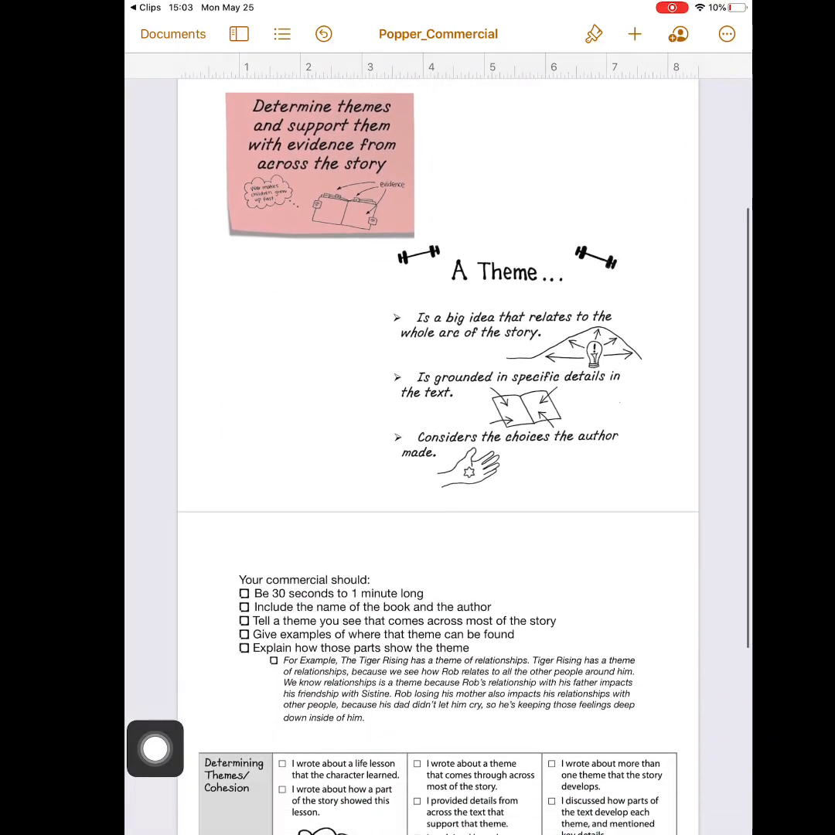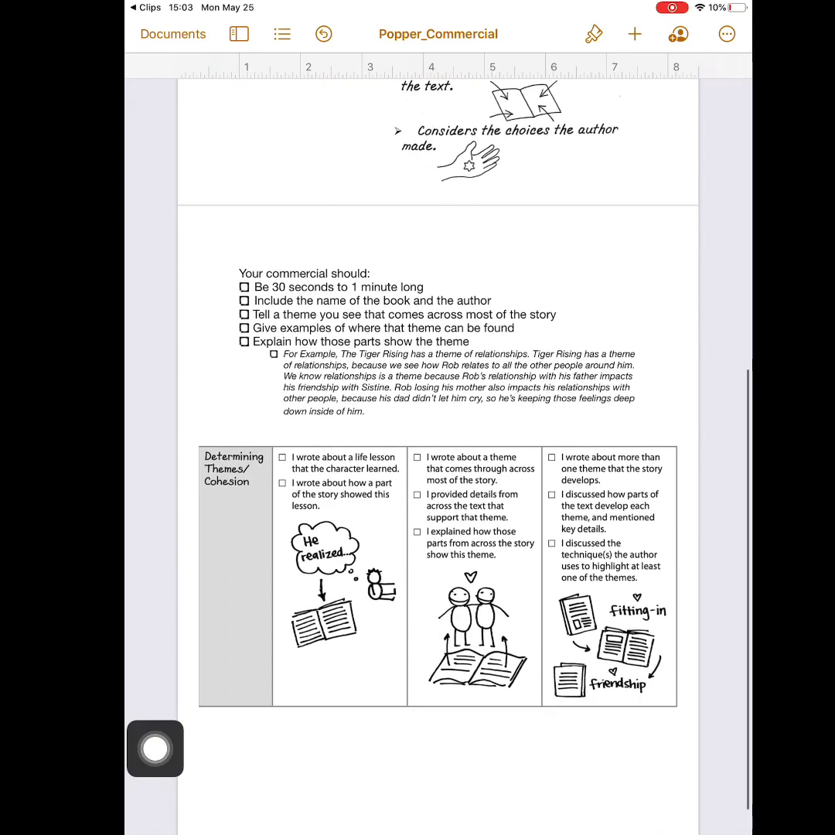Here is an anchor chart to help you think that through, and down here, again, that anchor chart to help you think about what is the best response. Use that to help you. And then this is just to show you what you need inside of your commercial. It should be 30 seconds to a minute long, include the name of the book and the author, tell a theme you see that comes across most of the story, and give examples of where the theme can be found. And then this gives you an example of how we did that with Tiger Rising. So that is choice 3.